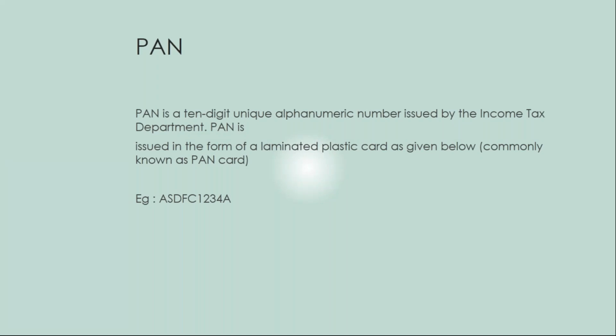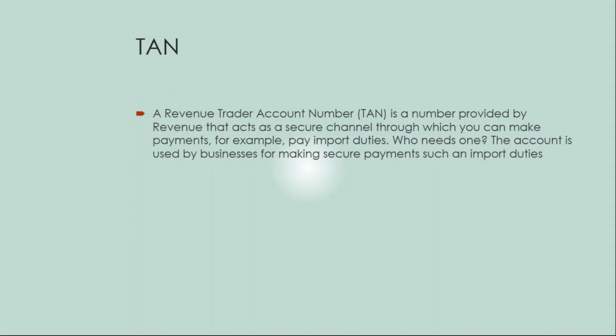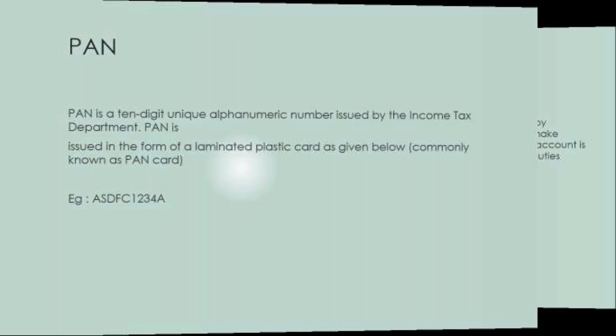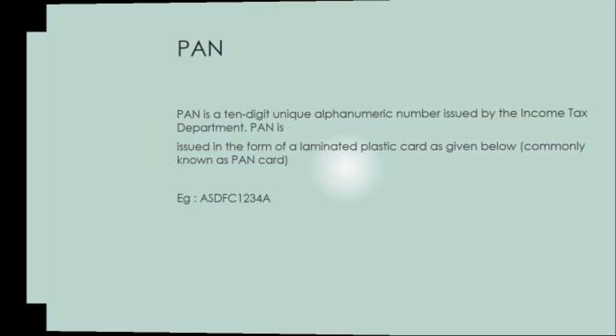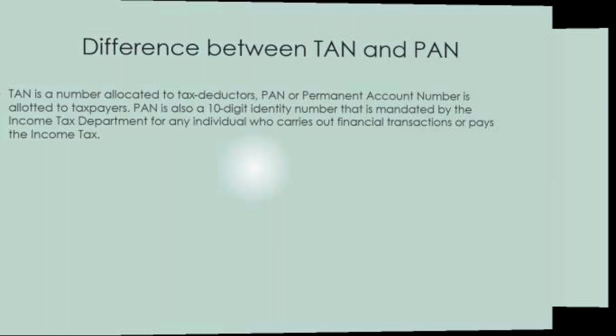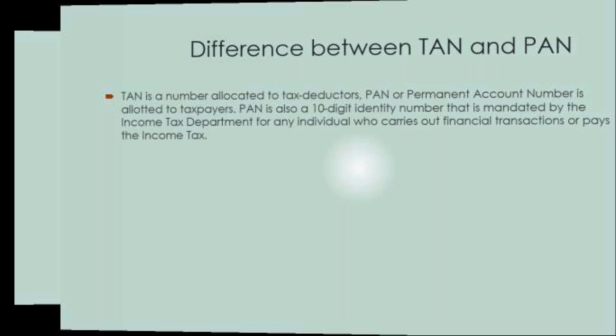Okay, and TAN number is first 4 alphabets, 5 digits, and 1 alphabet, whereas PAN number is first 5 alphabets, 4 numbers, and 1 alphabet, like this. Okay, that is the only difference. First 4 alphabets in TAN, but in PAN it is 5 alphabets. Okay, the next one is the difference between TAN and PAN. This I've told you, 10 digits it will be for deductor and deductee.